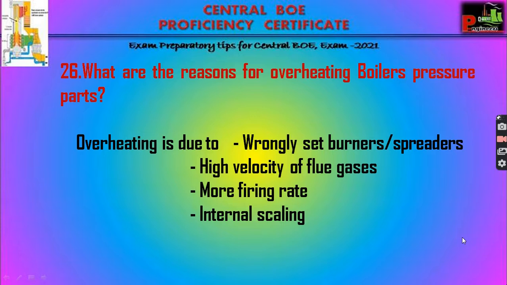What are the reasons for overheating of boiler pressure parts? These are wrongly set burner and spreader if its angles are not properly set; high velocity of flue gas, that is, the velocity of flue gas is more than the design; and firing rate is more, if more than the required coal is fired. Internal scaling is another reason for overheating of boiler pressure parts, as internal scaling prohibits heat transfer.